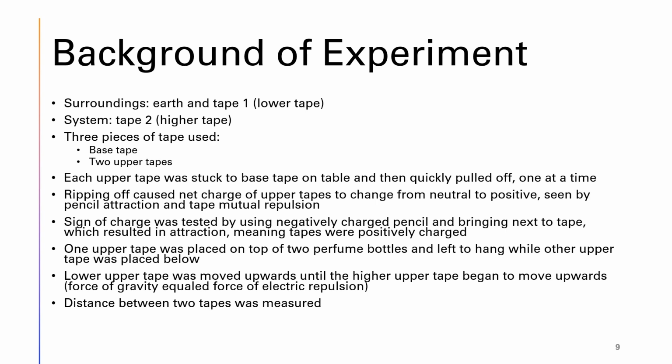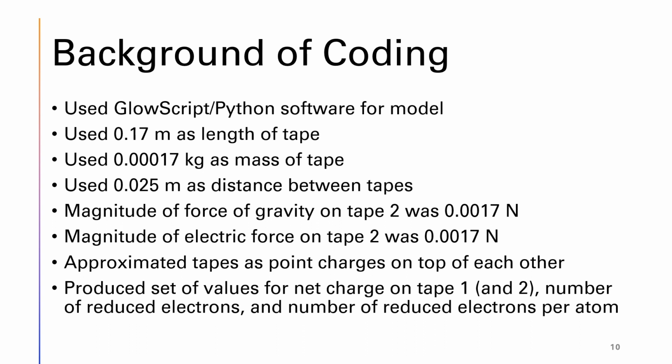For the coding, I used GlowScript to model this, and these are the observed initial conditions and the calculated magnitude of force of gravity and magnitude of electric force, which are both equal to each other. I approximated the tapes as point charges on top of each other because doing otherwise would have been too complicated. And I produced a set of values for the net charge on tape 1 and 2, number of reduced electrons, and number of reduced electrons per atom, since the tapes had fewer electrons than they started with.